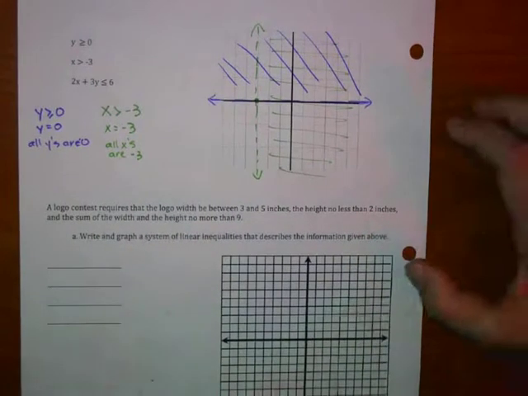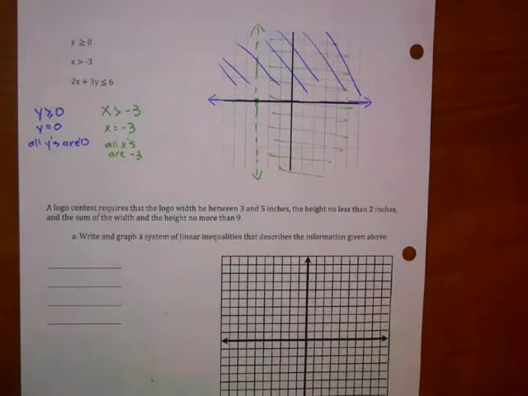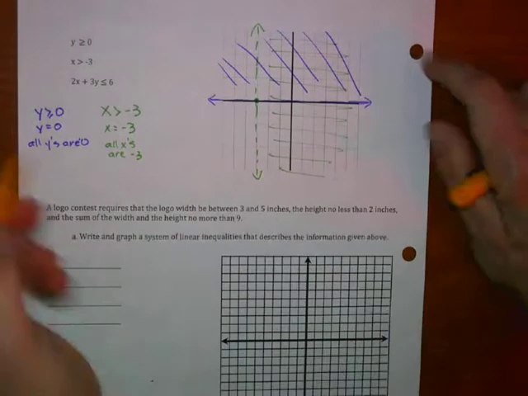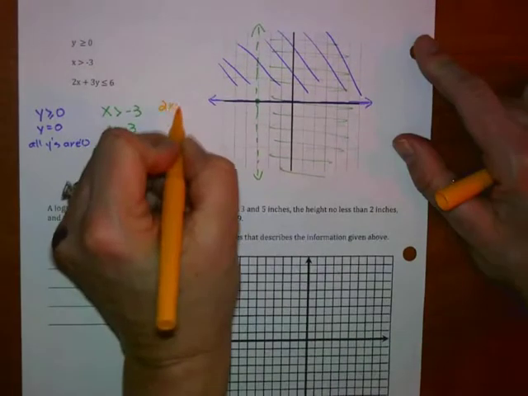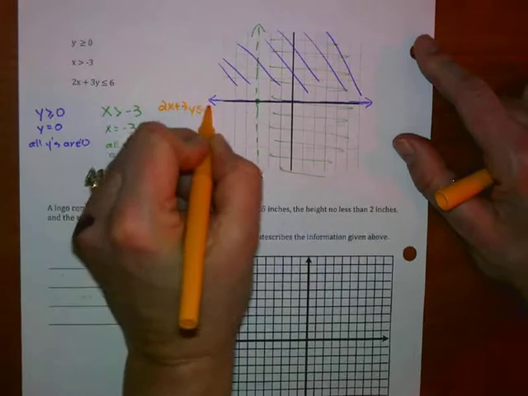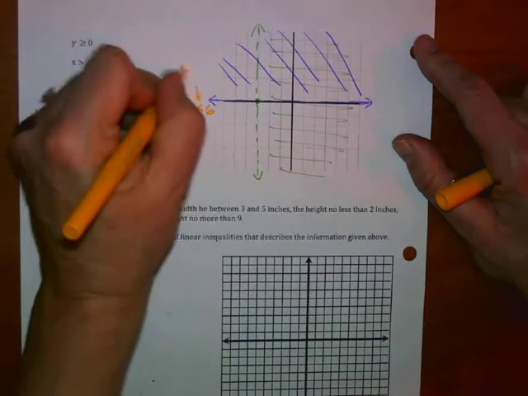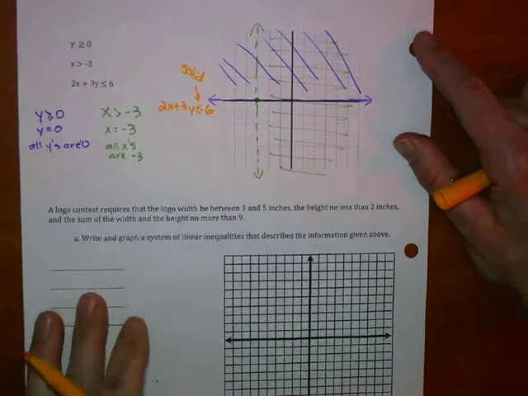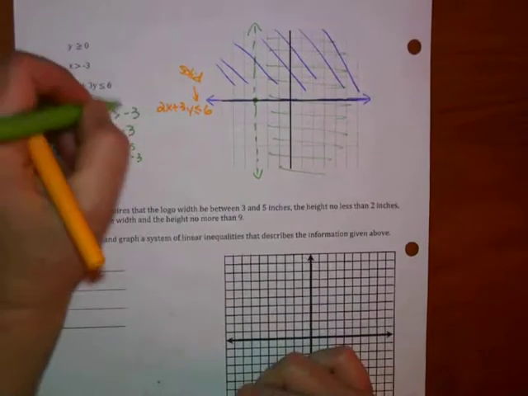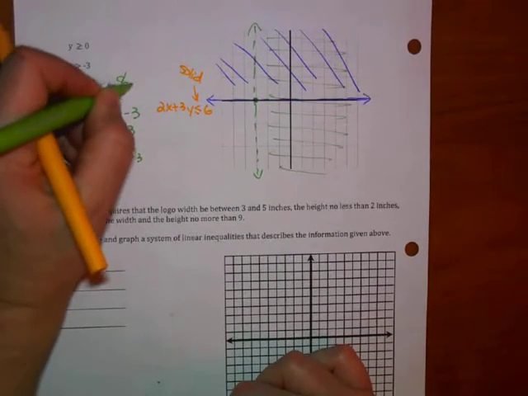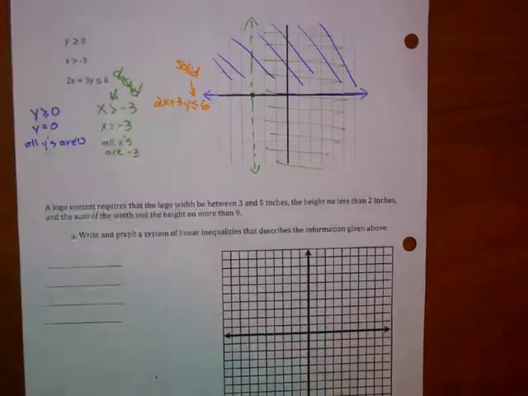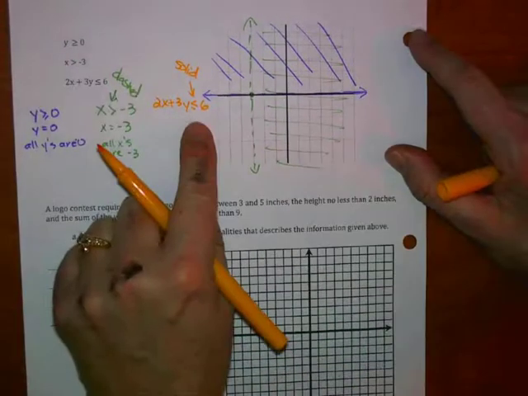All right, let's do this last one. I'm going to do it in yellow. I think you can see. So 2x plus 3y is less than or equal to 6. That tells me again it's going to be solid. Okay? This one is dashed. All right, this is in standard form.